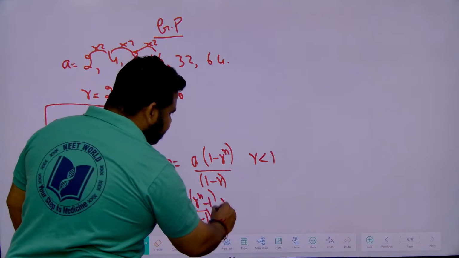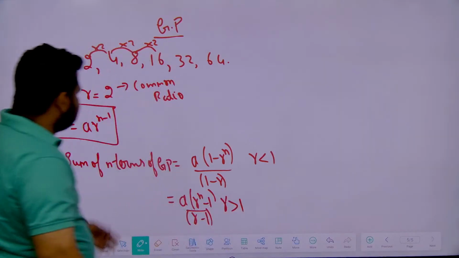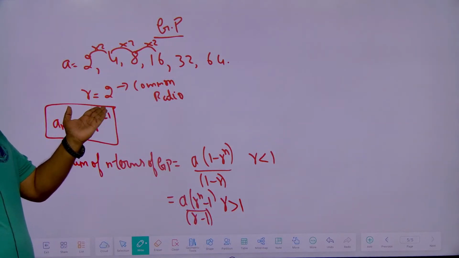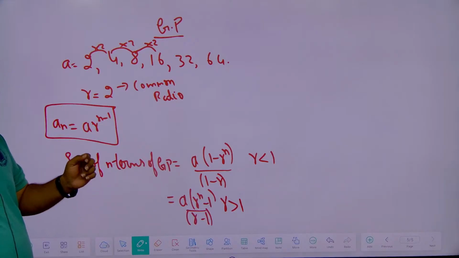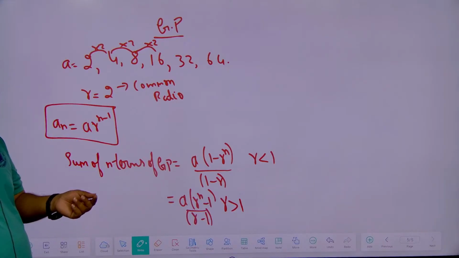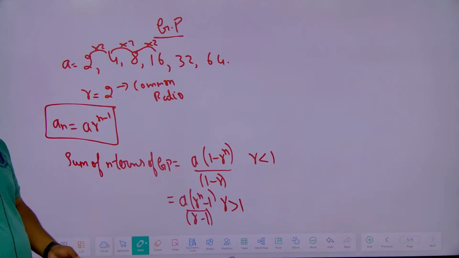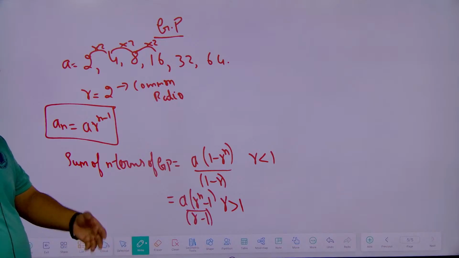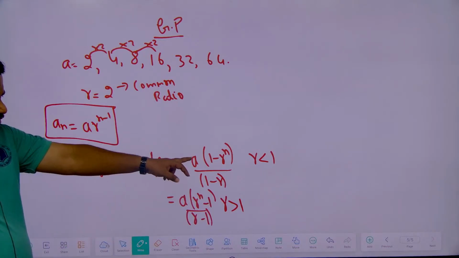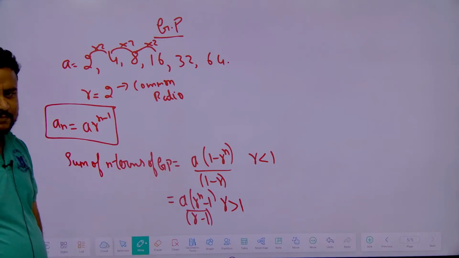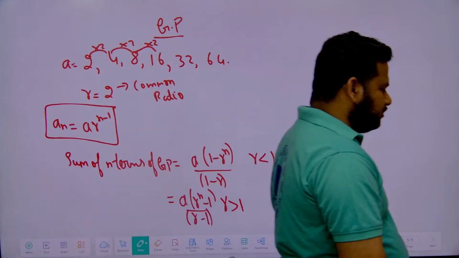When r is greater than 1. See, for example, here r is 2, r is greater than 1, you will apply this formula. If r is less than 1, be it 0.5, that is 1 by 2, 1 by 3, fractional values, which is less than 1, you will apply the first formula. If it is greater than 1, you will apply this formula. Okay, write down with the example, I will explain.